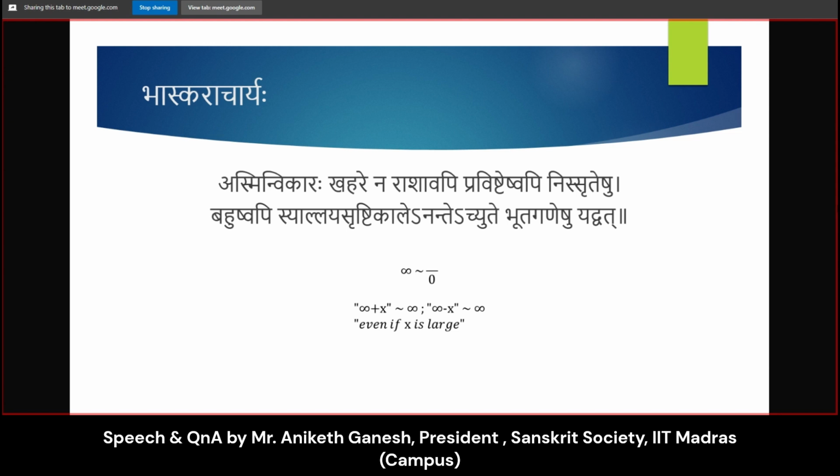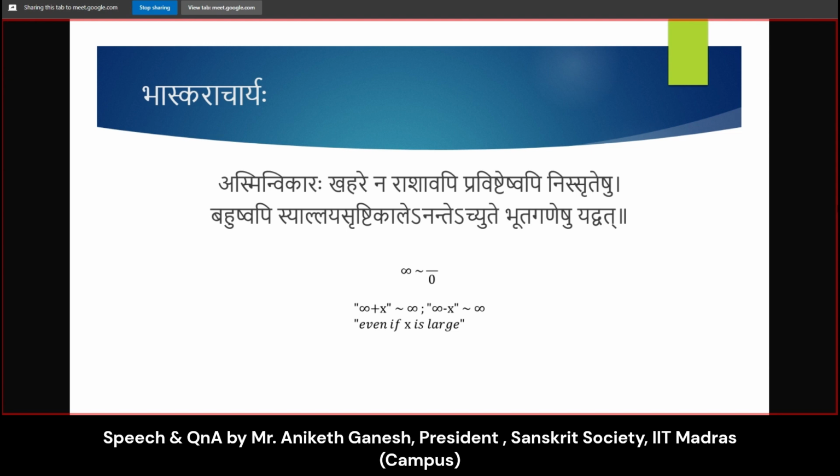What does he say about this khahara? There is no change in the value of khahara, is what he says. Asmin khahare rashau na vikaraha. When is there no change? Api pravishteshu, api nisriteshu. Even if you add something, even if you remove something, there is no change in this value of khahara. Bahusho bisyat. You can add or remove a great value also. Still there will be no change in this khahara.